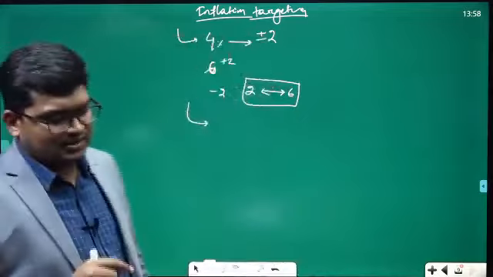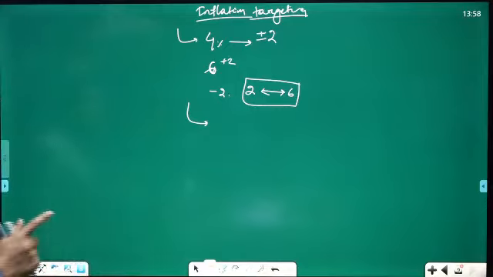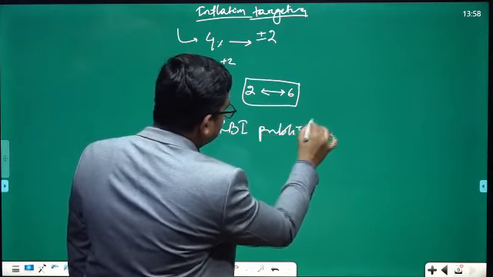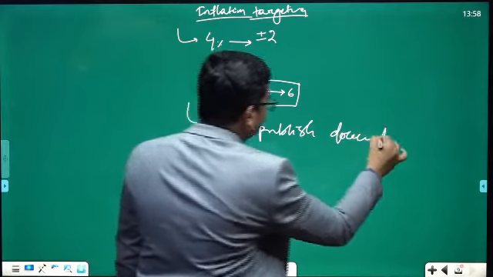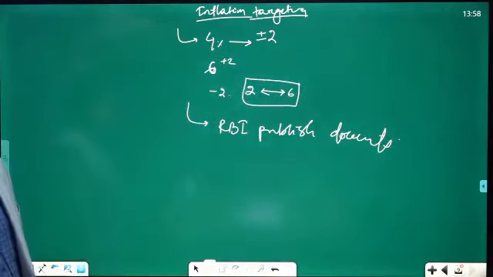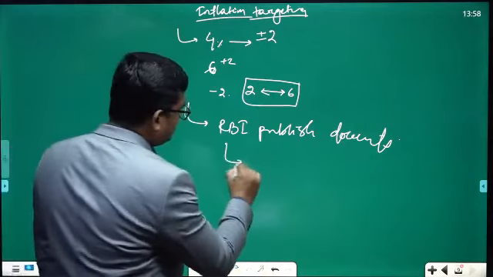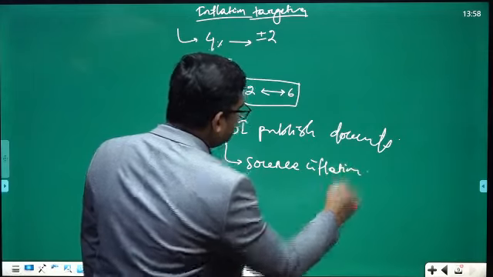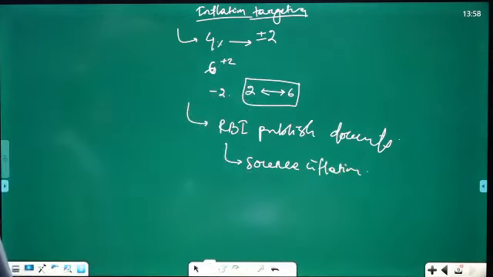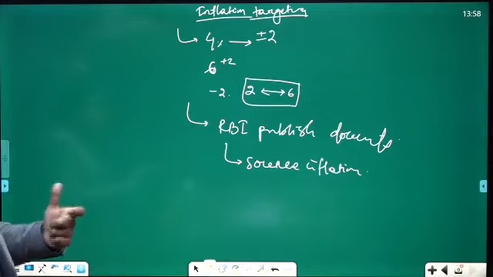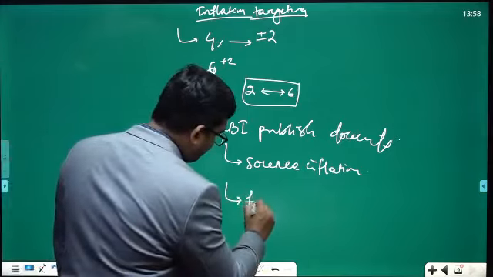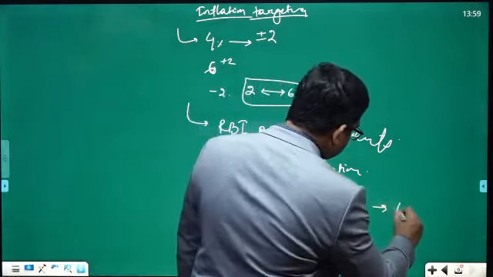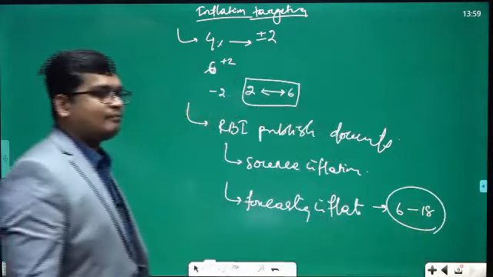The second one is every 6 months RBI would publish a document. RBI would publish documents like source of inflation, that means the reason behind the inflation, first. Second, forecasting the inflation for the period of 6 to 18 months.